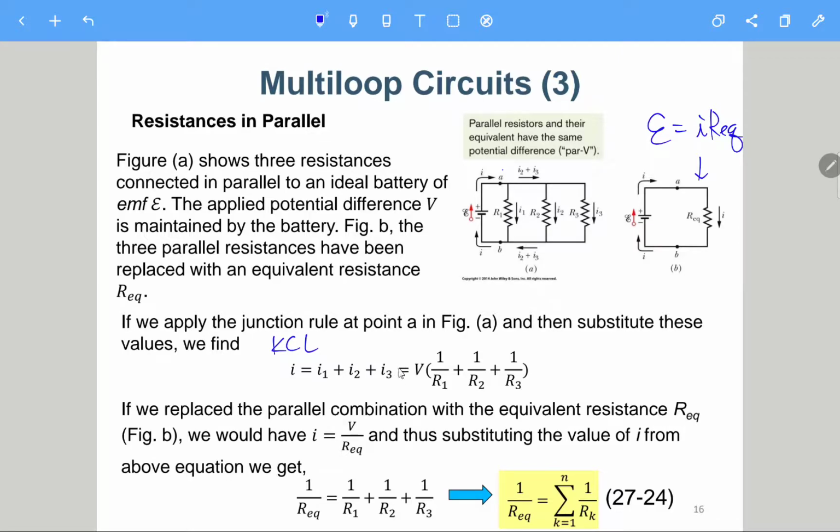We know that I1, I2, I3 are the currents going through R1, R2, R3, so we can use Ohm's law to link the current and voltage of these three elements. So I1 is V over R1, and I2 is V over R2. We'll say this is V, this is also V. So this is V over R1, V over R2, V over R3. We add all of them together, which is I1 plus I2 plus I3, or we can say it is V equals I R EQ.